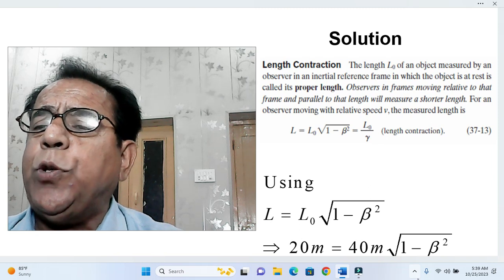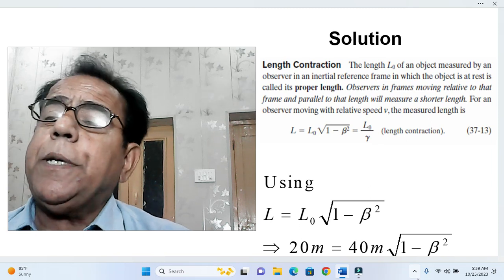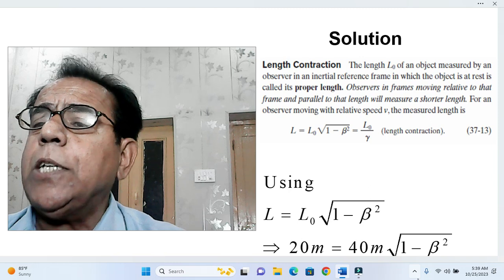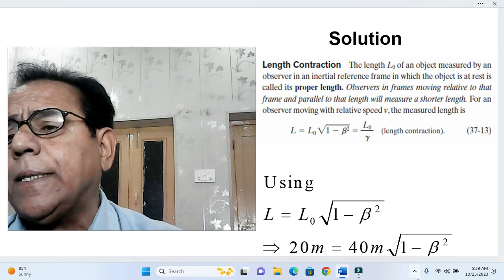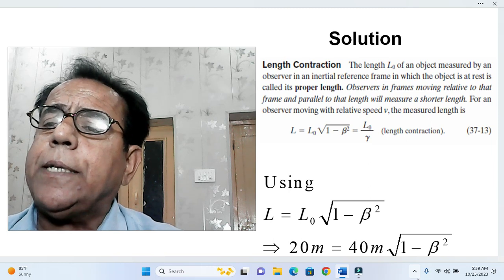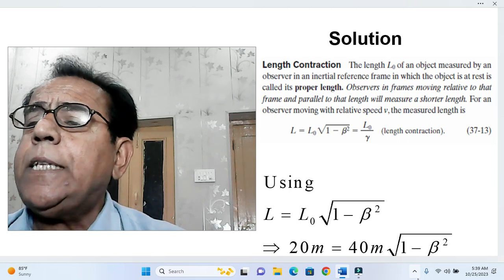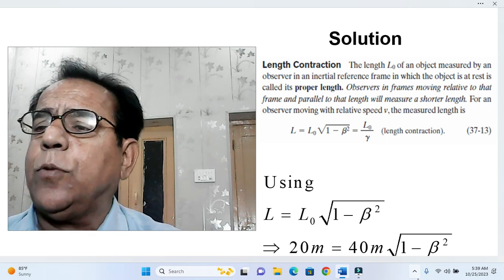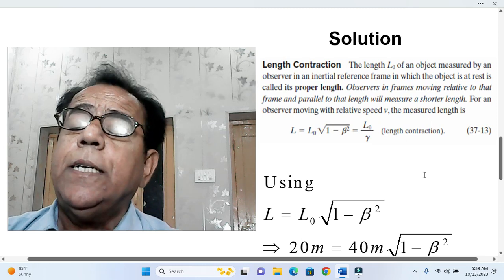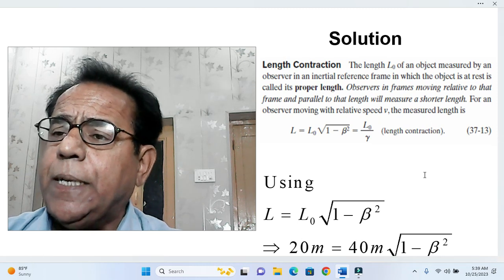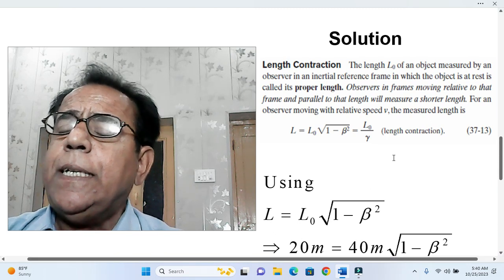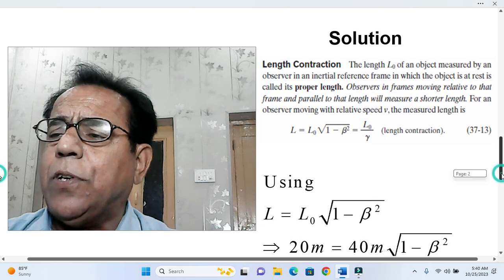It is equal to v over c. This becomes equal to L naught over gamma, that is, the Lorentz factor gamma is equal to 1 over under root 1 minus beta square, or 1 over under root 1 minus v square over c square. This phenomenon is called length contraction. Using this single equation, by putting the concerned values in this expression, we can reach our answer quite comfortably.